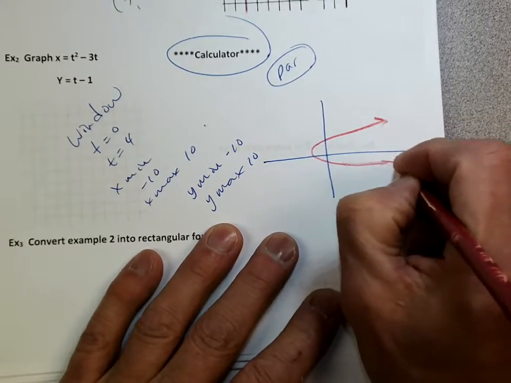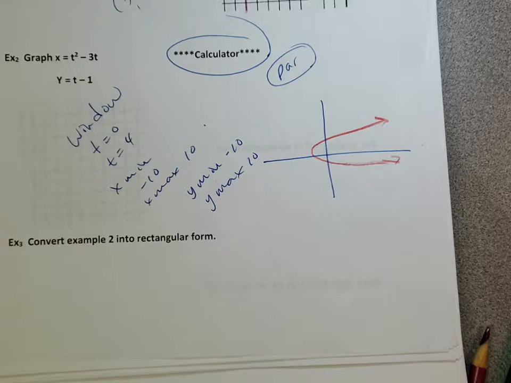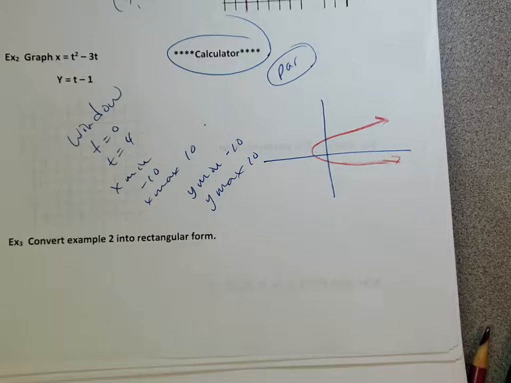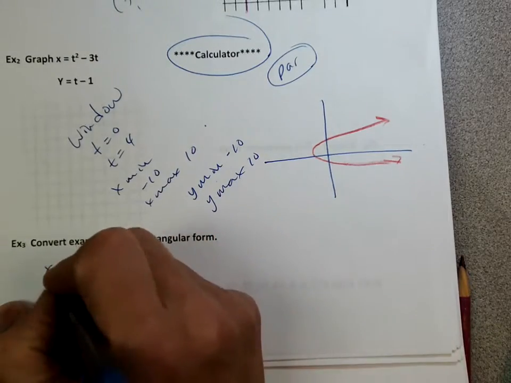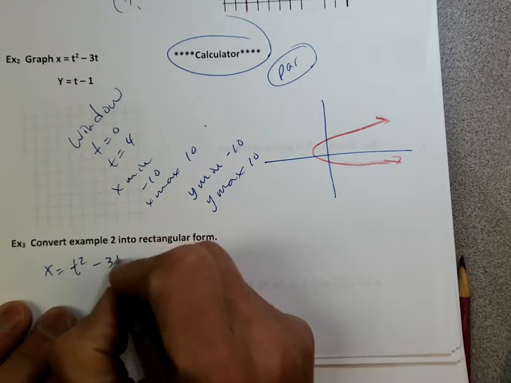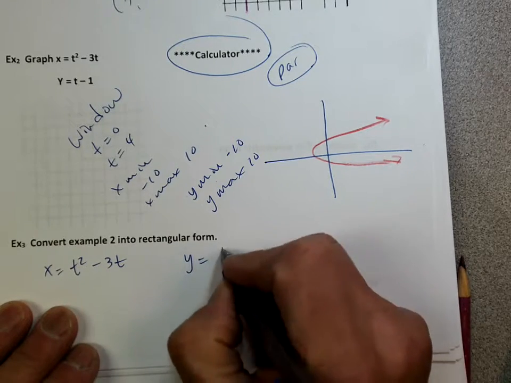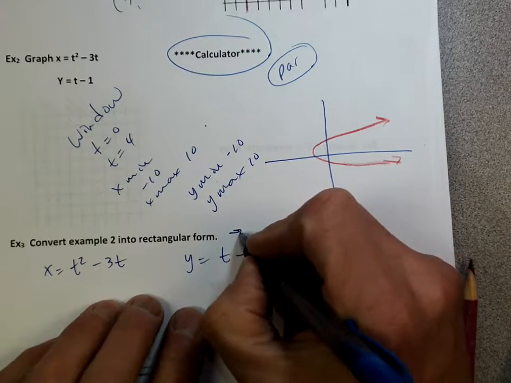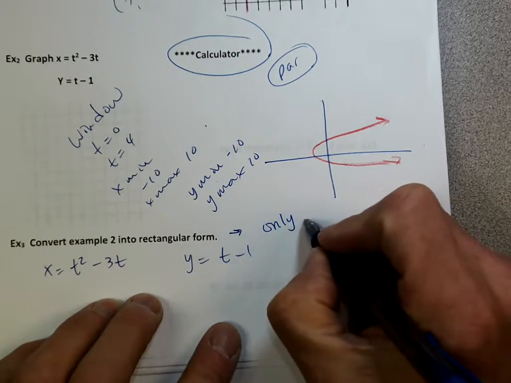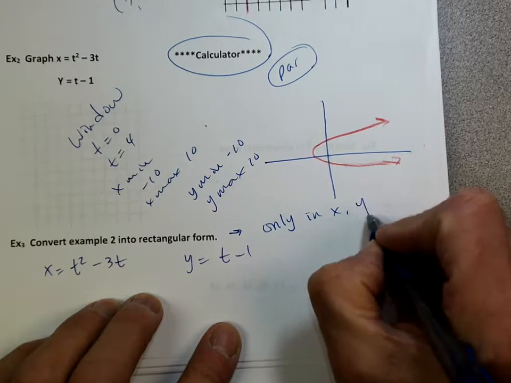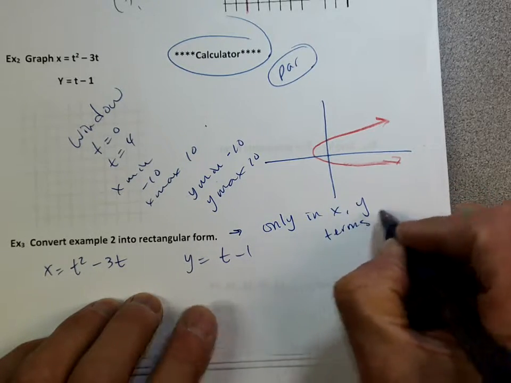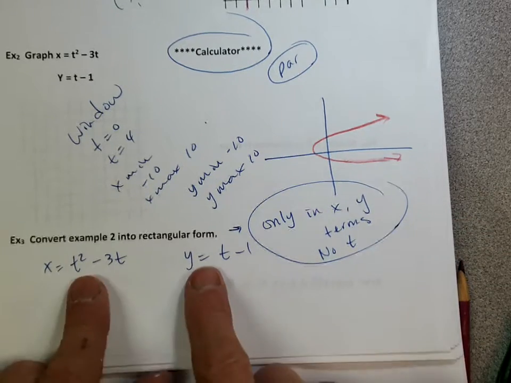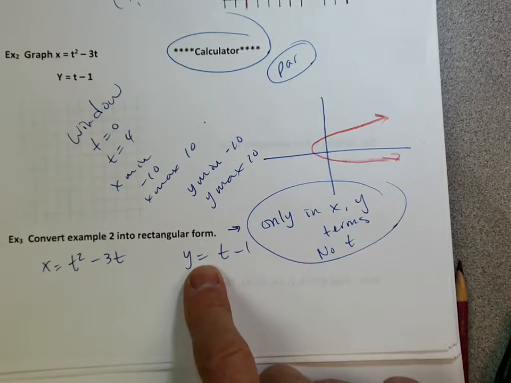Okay, it looks something like this, right? Well, that's not a function. But what we want to do is put it in rectangular form. So I want it in terms of x's and y's only. So let me take my original x equals t squared minus 3t, and y equals t minus 1. When I put it in rectangular form, I want to make sure it's written only in x, y terms. No t. Okay, so I've got to change these two equations into one equation, x's and y's.